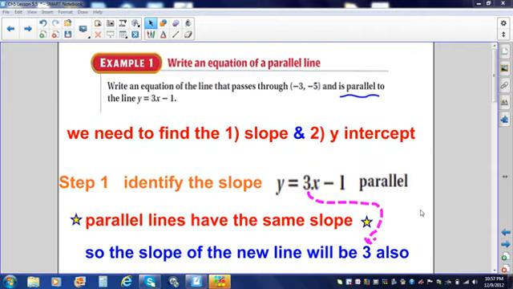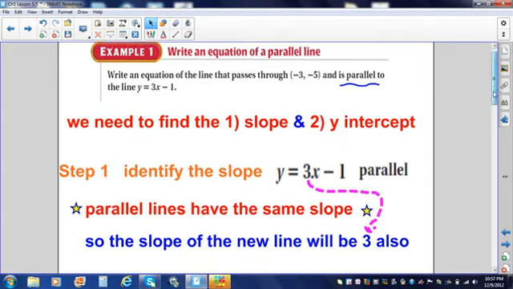Directions ask us to write an equation of a line that passes through the ordered pair at negative 3, negative 5, and the line is parallel to y equals 3x minus 1. Remember that when we're writing an equation of a line, we need to find two things. Number 1, the slope, and number 2, the y-intercept.